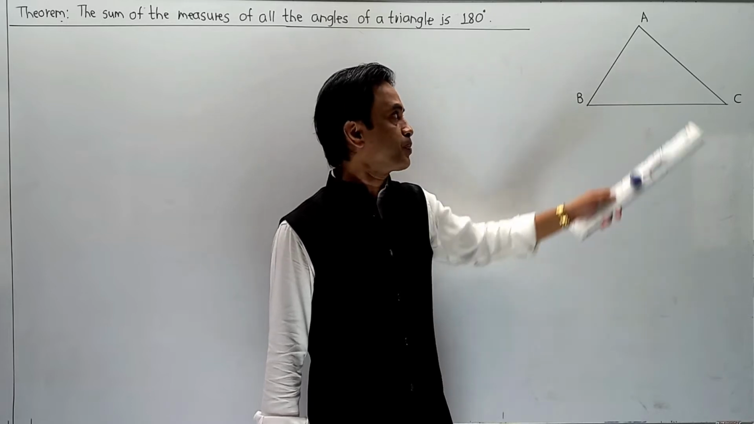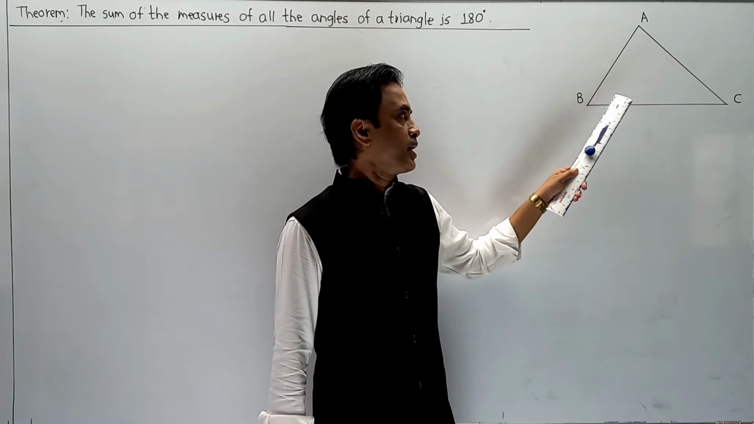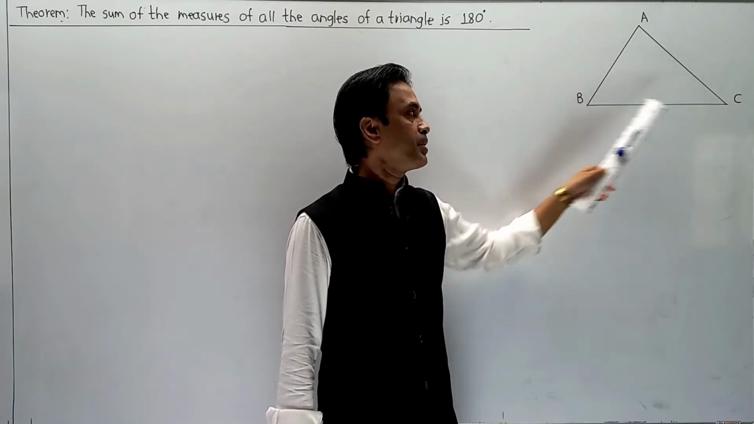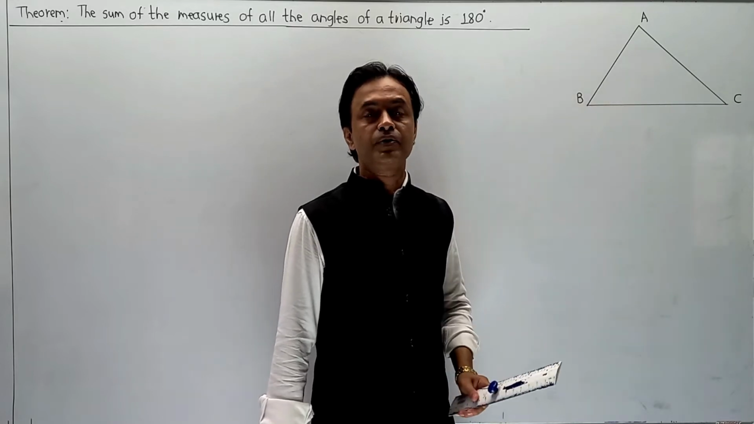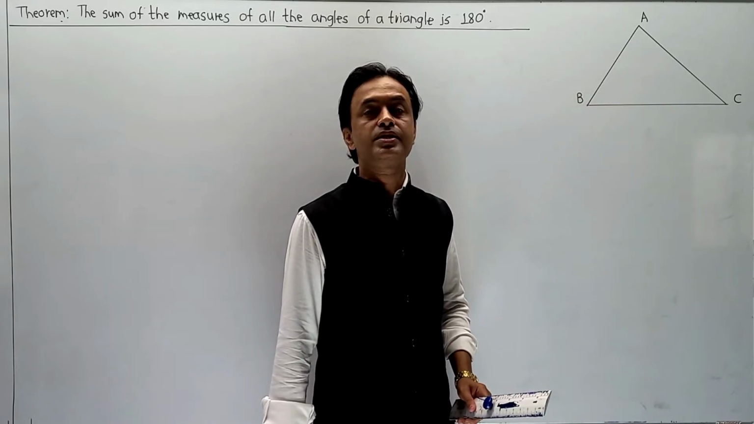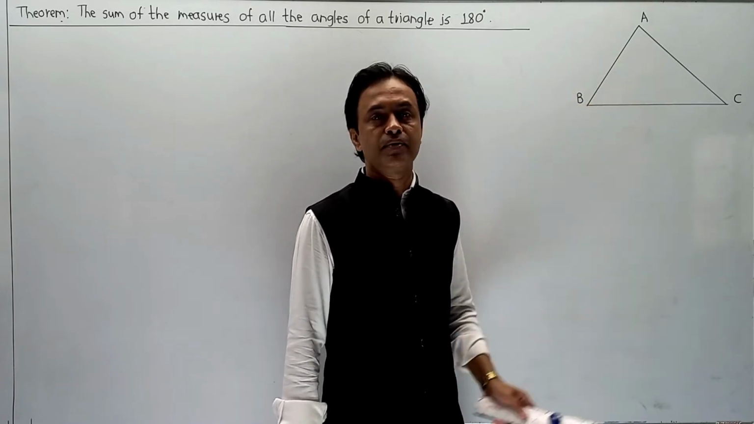We have to prove this: angle A, or you can say angle BAC, next angle B means angle ABC, and the third angle C means angle ACB. The sum of the angles of this triangle is 180 degrees. That means we have to prove that angle A plus angle B plus angle C is 180 degrees.